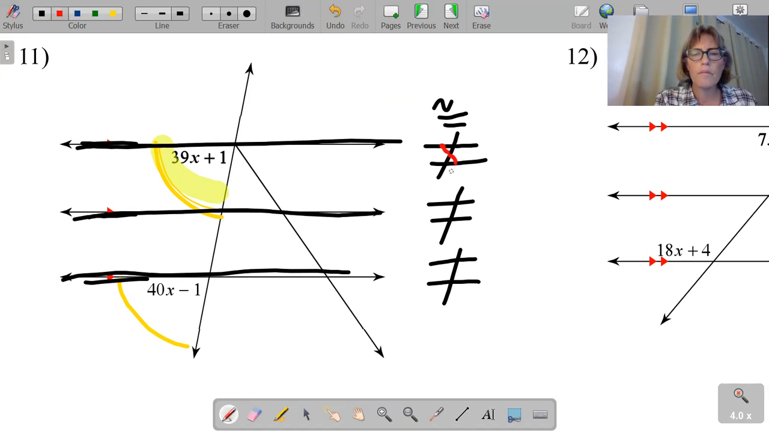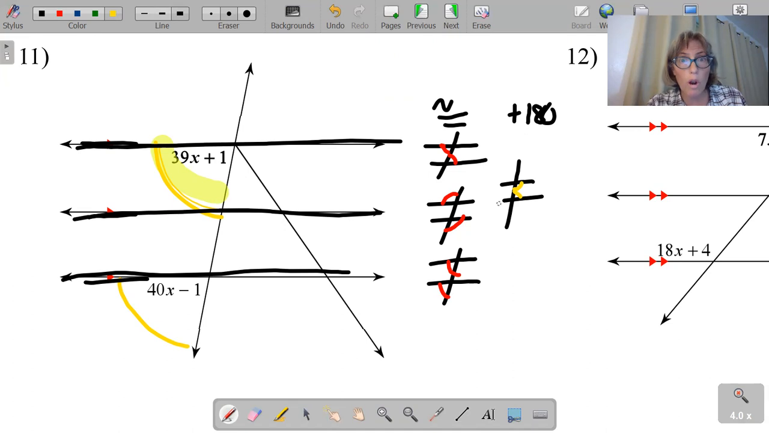Alt-in, Alt-ex, corresponding, one's in, one's out, same side. And then you have your supplementary set of angles, which is consecutive interior, also known as same side interior. These are not congruent, they add up to 180.